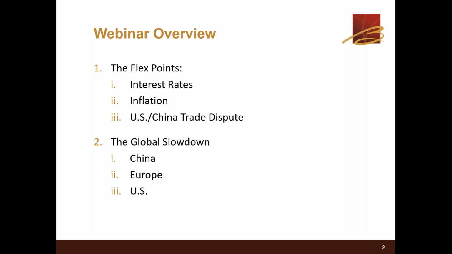A few weeks ago, these were the primary focus of what the stock and bond markets were concerned about. Since then, the issue of the global economic slowdown has really come to the fore. So I thought it was important to add a second section on the global economic slowdown and how this affects the three major economic regions in the world: China, Europe, and the United States. So let's go ahead and get right to it.